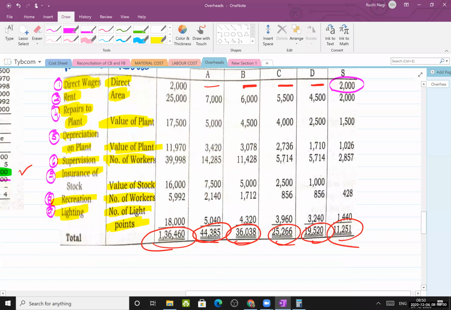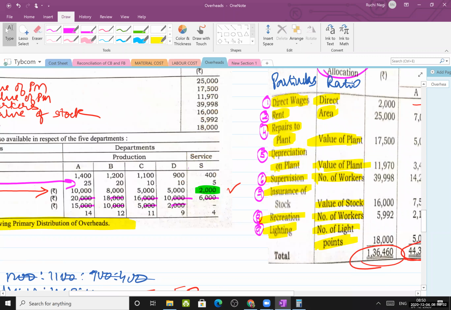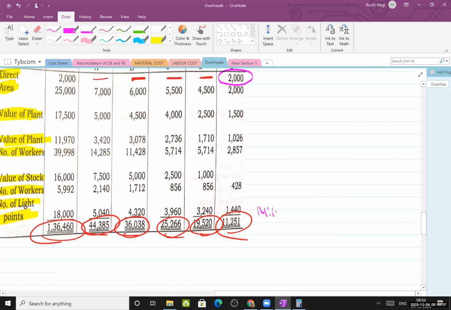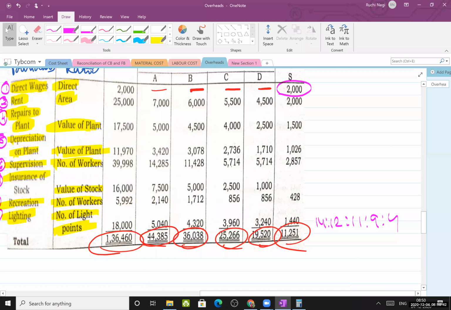Okay, and last is number of light points. 14 is to 12 is to 11 is to 9 is to 4. So students, you can do one thing. Instead of writing your number of light points, you can directly write the ratio. This will also work, okay? It will save your time. 14 plus 12 plus 11 plus 9 plus 4 is 50. So my base is 50. So 18,000 divided by 50, equal to multiplication sign twice.